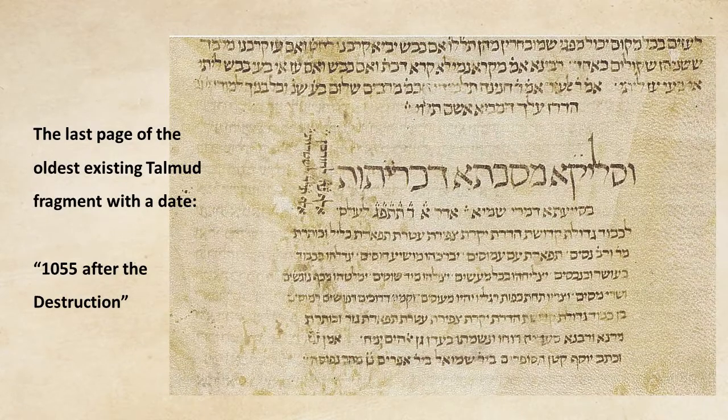This is the last page of the oldest existing Talmud fragments. So we have Talmuds, later ones, earlier ones. This fragment is the oldest that ever existed, and this is the last page. And it's actually dated 1,055 years after the destruction, meaning destruction of the temple.